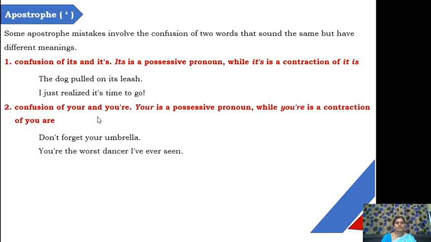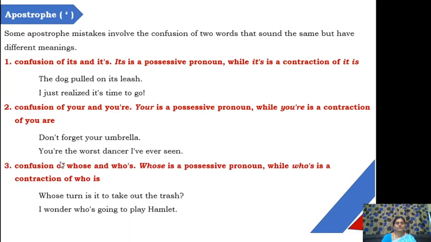Now, confusion of your and you're. Your is a possessive pronoun, while you're is a contraction. If you see this mark, then it is a contraction. If you don't have the mark, it shows that it is a possessive pronoun. Don't forget your umbrella. Here, your is used as a possessive pronoun. You're the best dancer I have ever seen. Here, it's a contraction form.